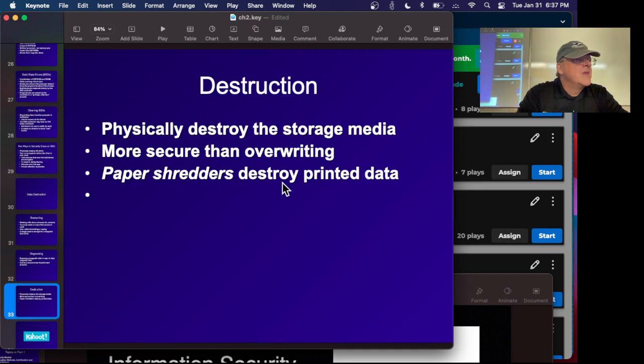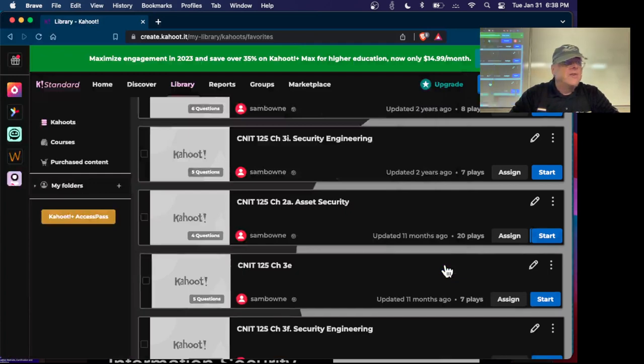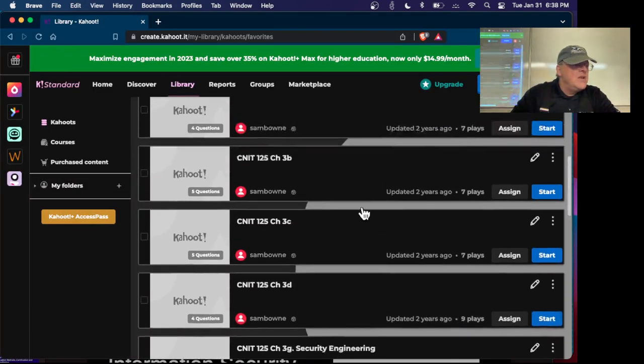When you smash it, you're not recycling it anymore. That's right, you're not recycling it. So you have to destroy it, it's not as good as just encrypting it. Yes, encrypting it so you could actually recycle it would be better. You're right, be more environmentally friendly. Absolutely. All right, so anyway, let's try another Kahoot, which is 3B.